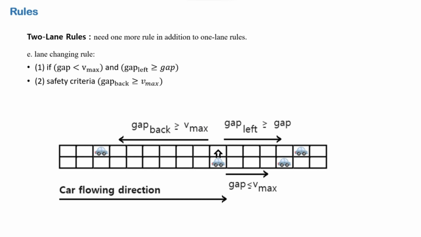In two lanes, a lane change rule is added. So lane change only happens when the gap between the current car and the car ahead is less than maximum speed, and there are enough gaps behind and ahead of the car after switching the lane.